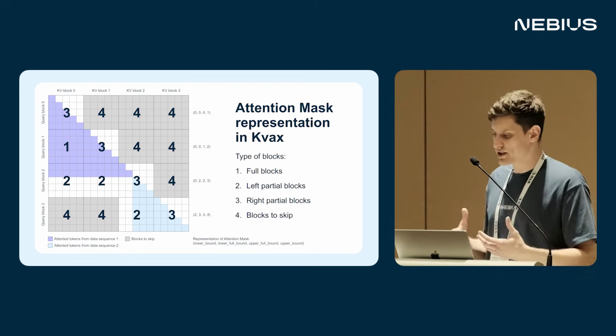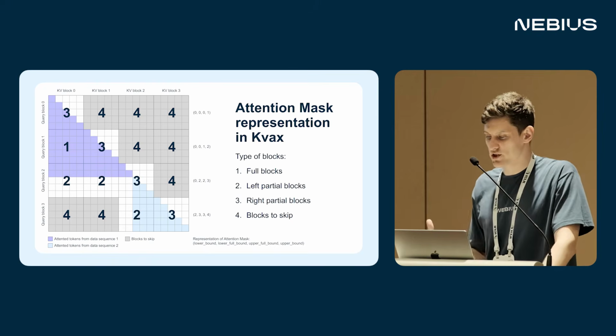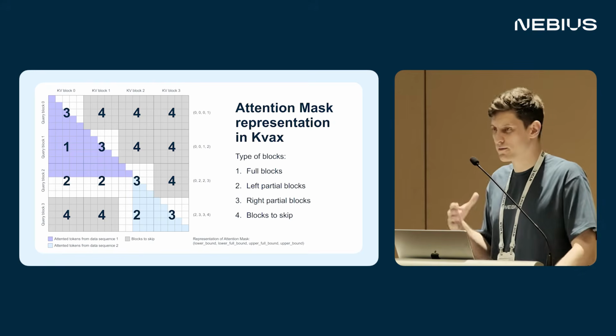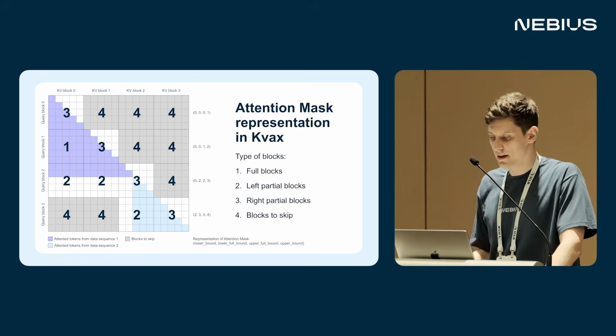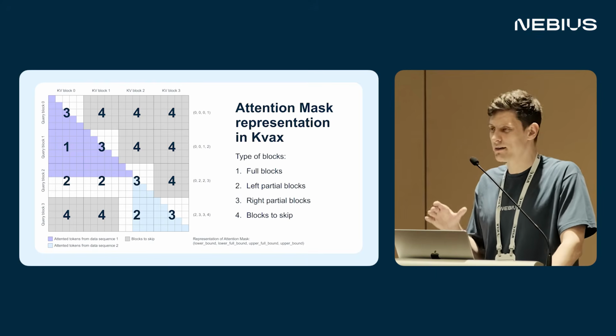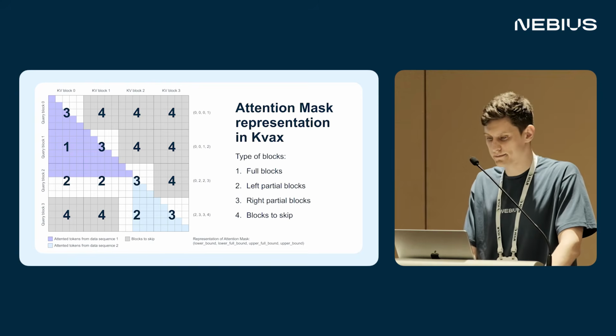We represent the attention mask for each row of query blocks with just 4 integers to encode the start and the end positions of these different block types. This compact representation allows for highly efficient mask processing within the attention kernel.